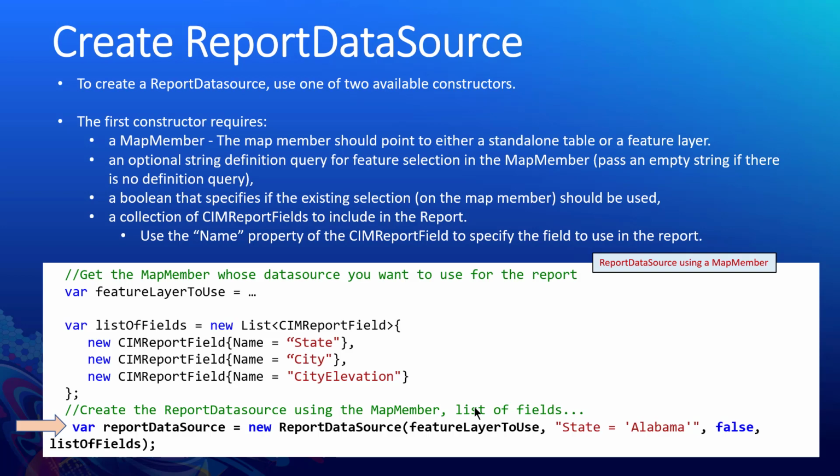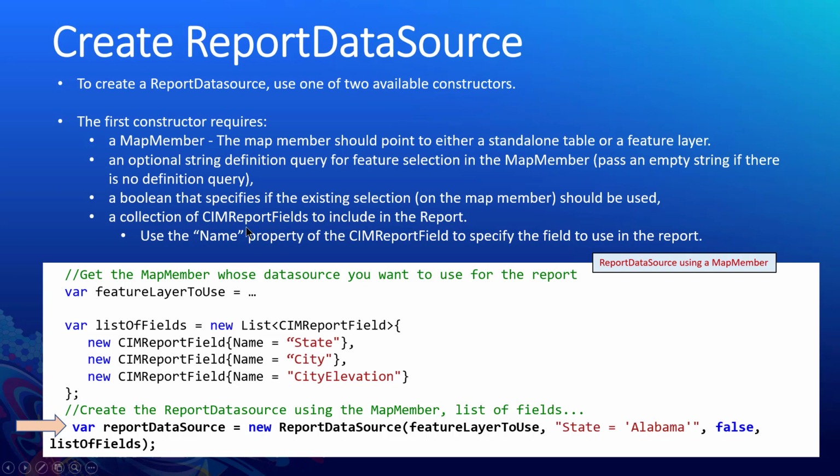There are two constructors available to create a report data source. The first constructor is shown on this slide. This constructor requires a map member. This should point either to a feature layer in the map in a project or a standalone table. The next parameter is an optional string for a definition query to filter the data. Pass an empty string if you don't need a definition query. Next, pass in a Boolean to specify if you want to use an existing selection on the map or table. Lastly, you have to pass a collection of CIM report fields to include in the report.